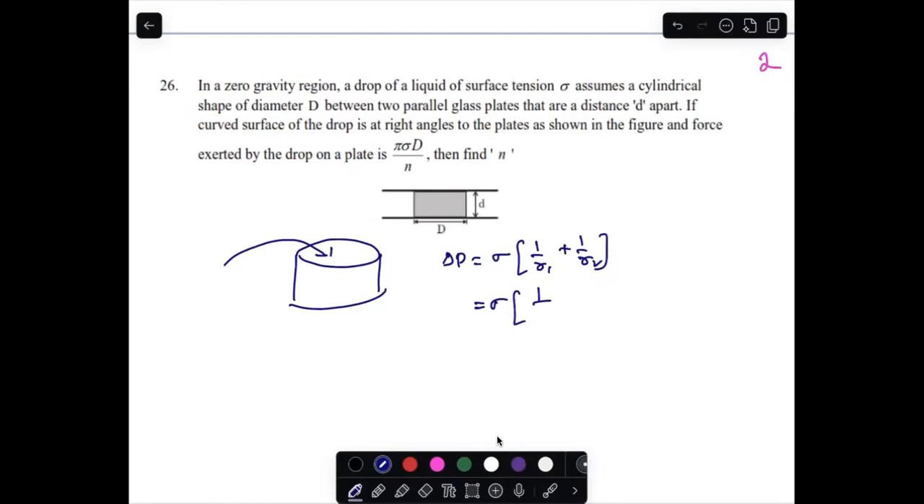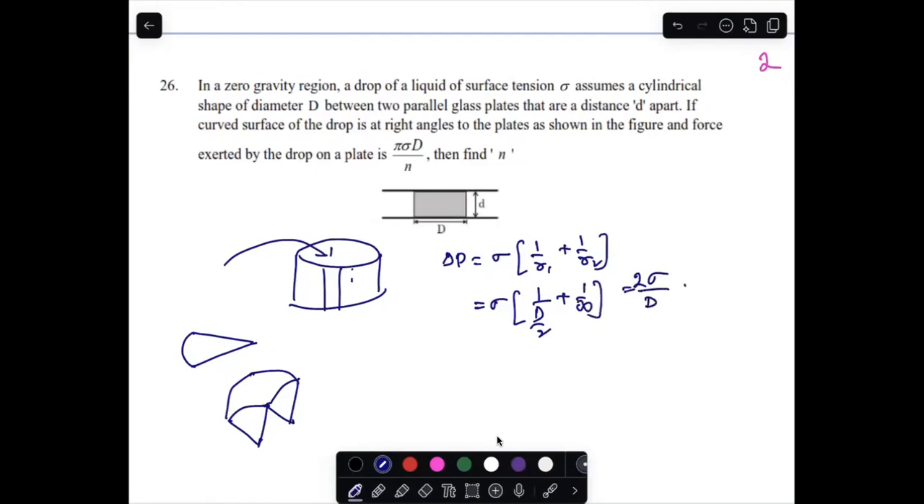Diameter D, so D by 2 is the radius. What is the radius of curvature of the other? If you see from the top, you need to take one curvature like this, another curvature like this. They are parallel lines. If it is a sphere, you will have one curvature here and another curvature here. But for a cylinder, one side you will have radius of curvature R, D by 2, and the other is infinite, a plane. So 1 by infinite. So you are getting 2 sigma by capital D.